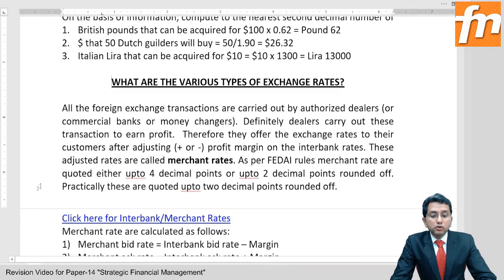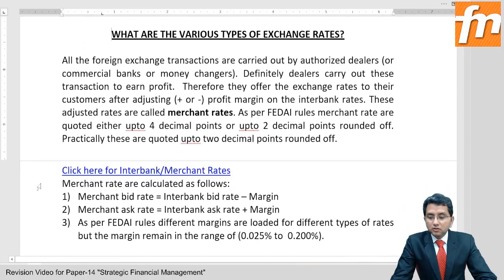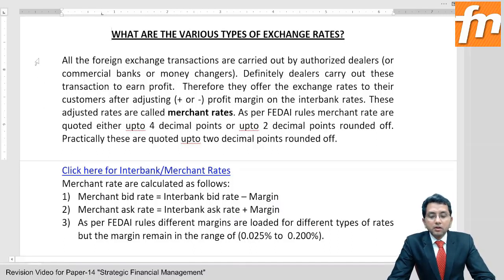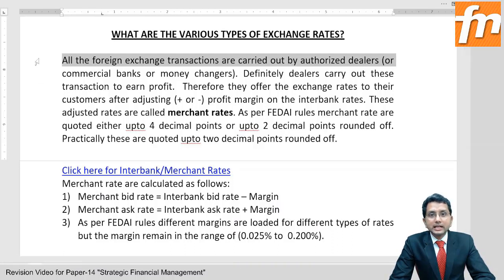Now you know how to use the exchange rate. So the next obvious question should be, what are the various types of exchange rates? You see, all the foreign exchange transactions are carried out by authorized dealers. Anybody in India cannot start dealing in foreign currency.